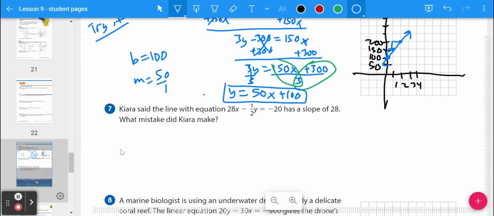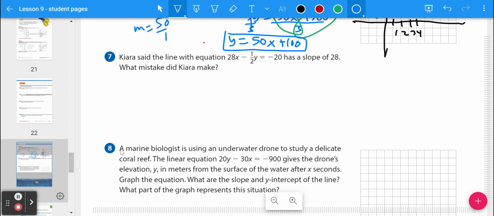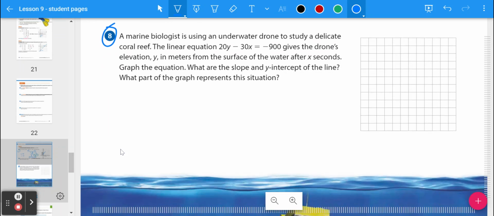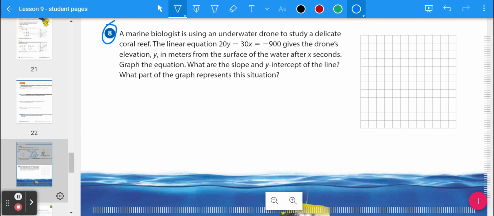All right, let's do one more like that. I'd like you to try number 8. Go ahead and try number 8 on your own. You can read through. It says the marine biologist is using the underwater drone to study a delicate coral reef. The linear equation 20y minus 30x equals negative 900 gives the drone's elevation in meters from the surface after x seconds.